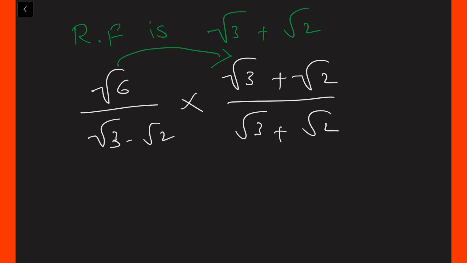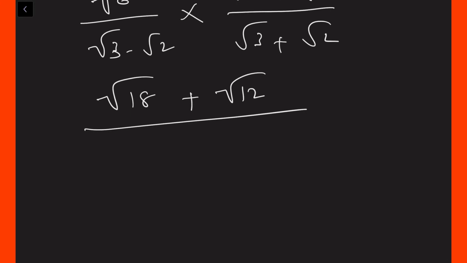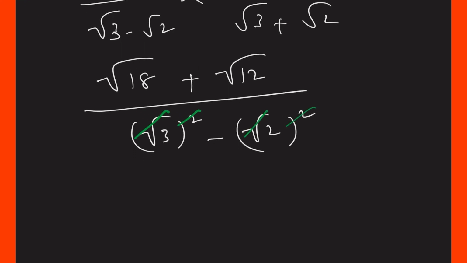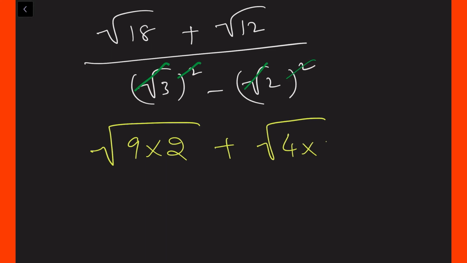Outer number into first number, outer number into second number. Root 6 into root 3, root 18, plus root 6 into root 2, root 12, whole divided by, always in the denominator, a minus b into a plus b, that is the a square minus b square formula only. So root 3 whole square minus root 2 whole square. Here the square and square root cancel. So now root 18 I am writing as 9 into 2, plus root 12 I am writing as 4 into 3, divided by 3 minus 2.